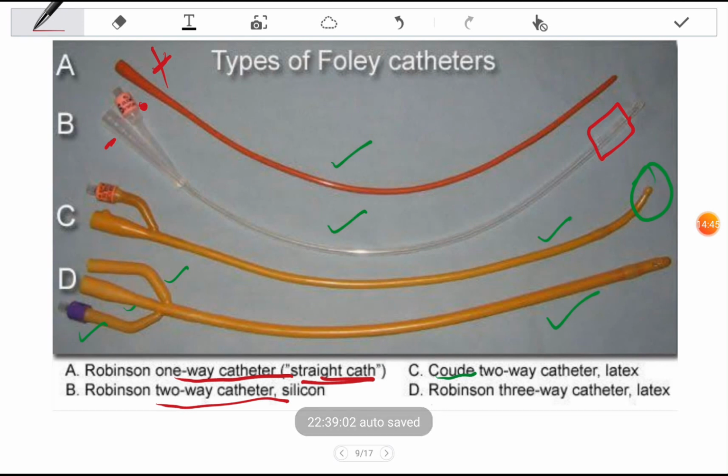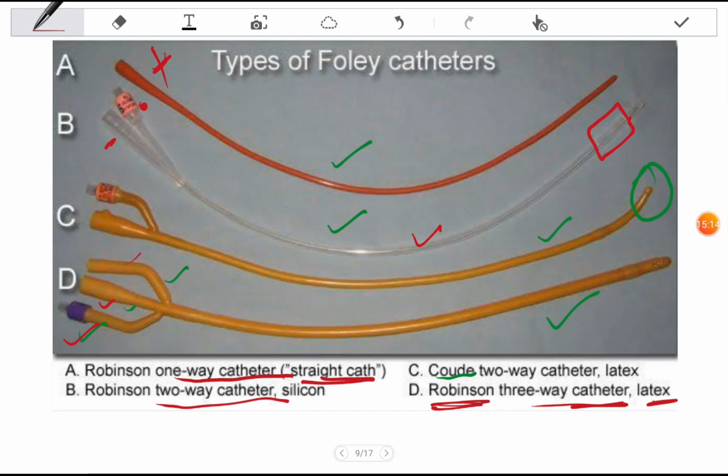The third in the Robinson category is the three-way catheter. It is in latex. You can also see the material which they have used. This one is silicone, these are the latex ones. In this there are three outlets, inlets and outlets, three types of ports you can say. So this one is the balloon inflation, and this is the output one.